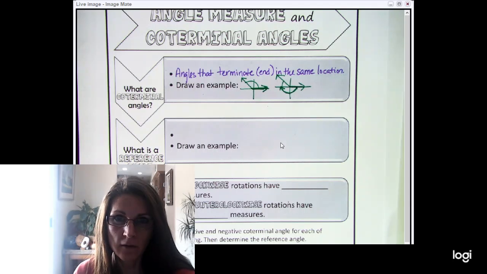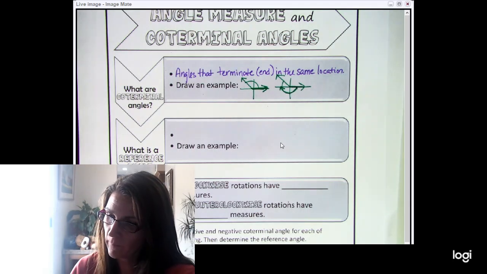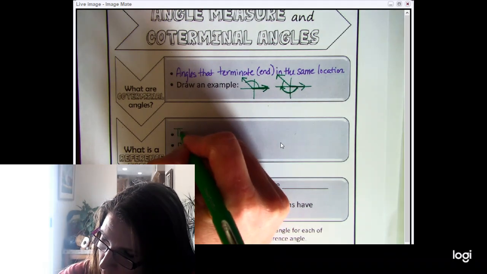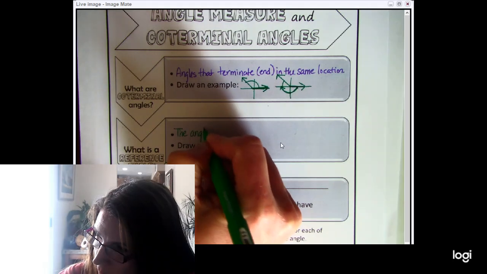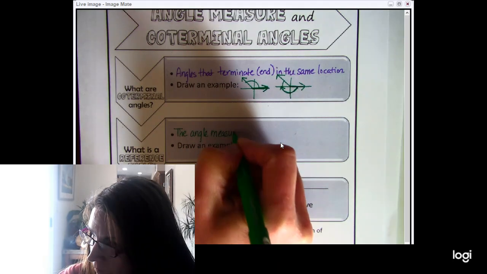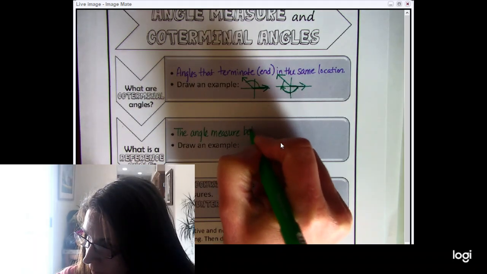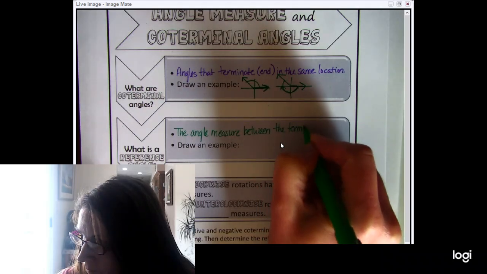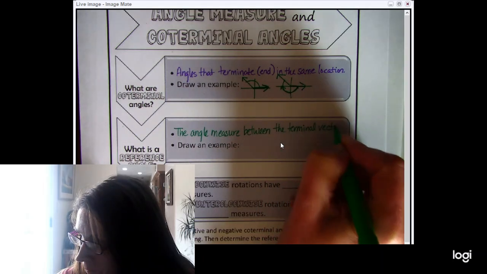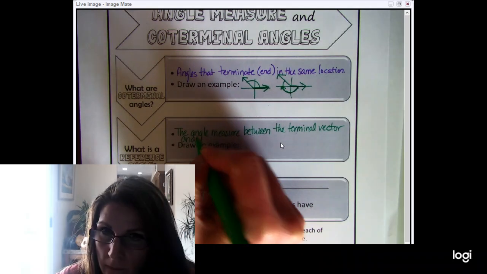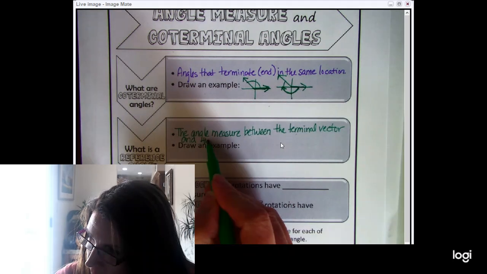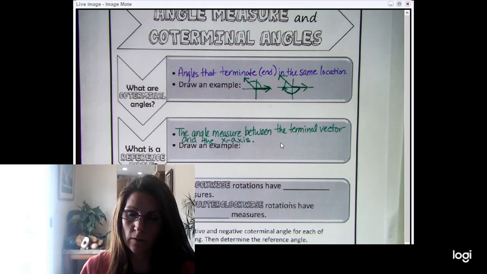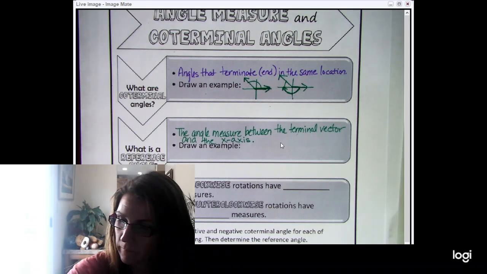What is a reference angle? A reference angle is the angle measure between the terminal vector and the x-axis. So let's talk about that.